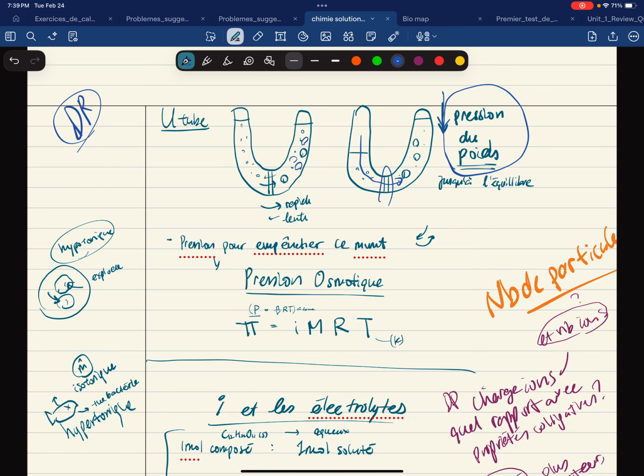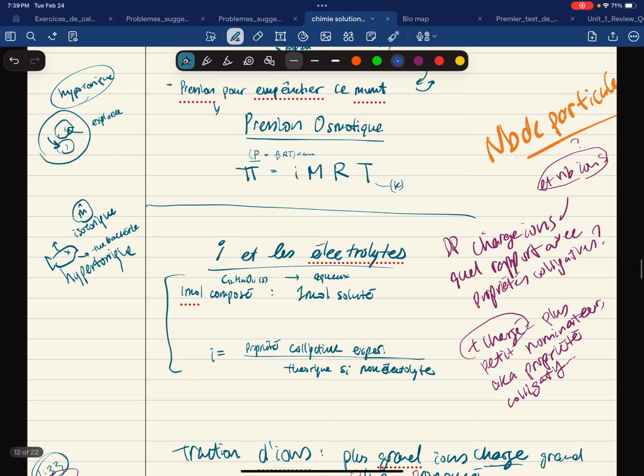Also, probably don't need to know much more than that. Pi equals iMRT. It's probably not a very big thing. Yeah, so that's not something I really need to know.